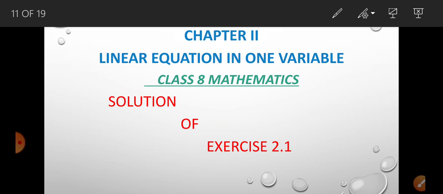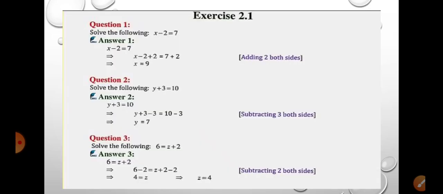Today in this session we are going to discuss exercise 2.1 of the chapter Linear Equations in One Variable. In the introduction part we have studied two methods of solving linear equations: the first method is the balancing method and the second method is the transposing method. So today we are using these methods to find the answers of the given equations. So let us start with exercise 2.1, question number one.